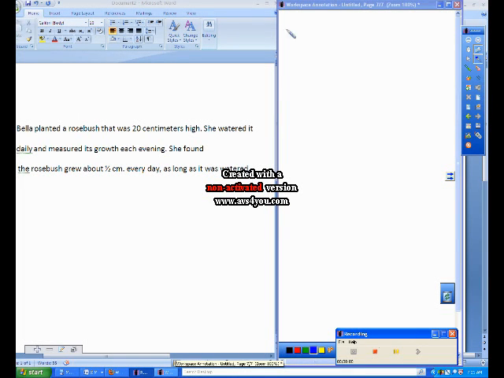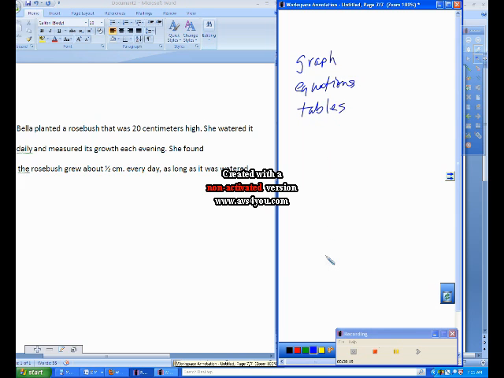Today I'm going to show you how you can take a mathematical situation and translate it into a couple of different common formats. The three formats we're going to deal with today are graphs, equations, and tables of values. Please excuse the handwriting. So graphs, equations, and tables. Let's take a look at our first situation.